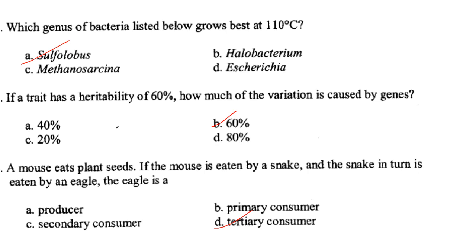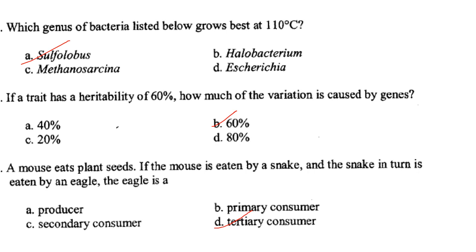Okay, so how much variation is caused by genes? So it is 60% variation caused by genes, because 60% of our phenotype is inherited from our parents and 40% comes from the environment. So answer is option B.